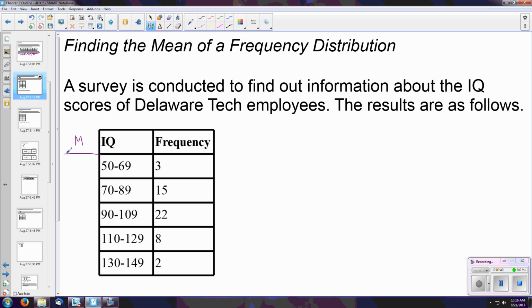So to find each midpoint, if you recall from Chapter 2, you add your lower and upper bound together and divide by 2. So take 50 plus 69 and divide that result by 2 gives us 59.5. Repeat the process, 70 plus 89, divide that by 2. Gives us 79.5. 90 plus 109 divided by 2 is 99.5. And finish filling these out for the rest of your data. That should always be your step before you go any further.